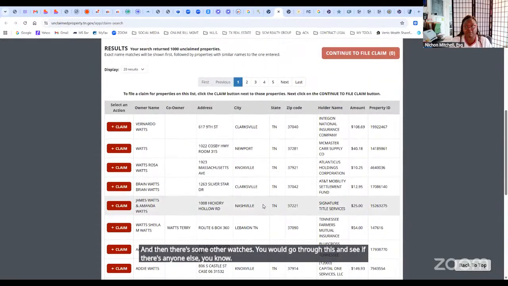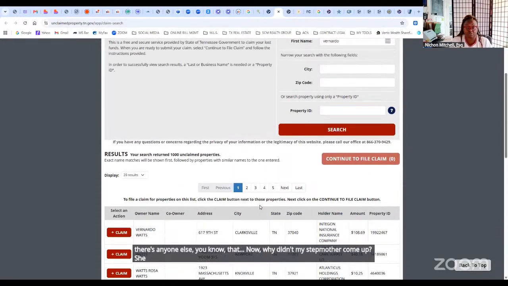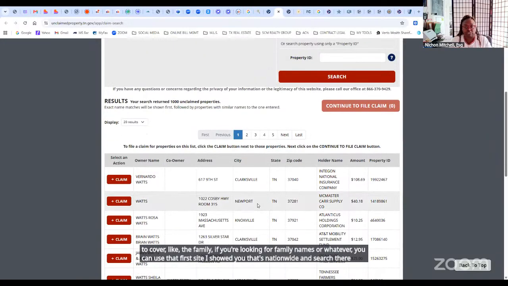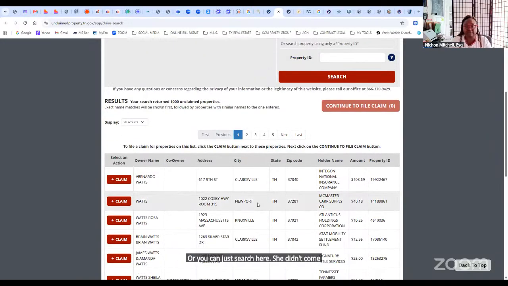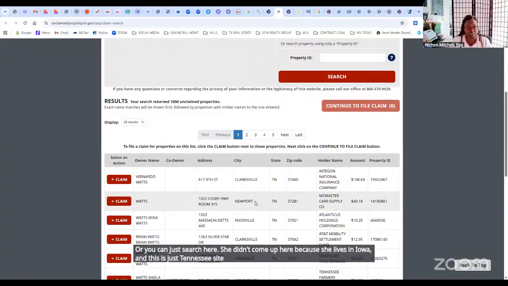Now, why didn't my stepmother come up? She lives in Iowa. Okay. That's the other thing you're doing. If you're trying to cover the family, if you're looking for family names or whatever, you can use that first site I showed you that's nationwide and search there. Or you can just search here. She didn't come up here because she lives in Iowa, and this is just Tennessee's site. The first site I showed you was nationwide.